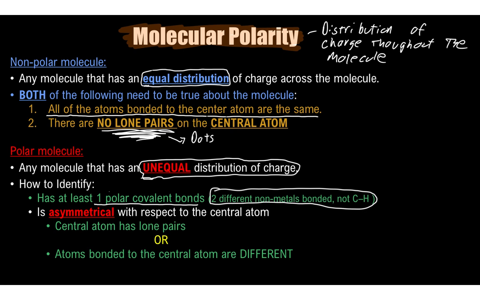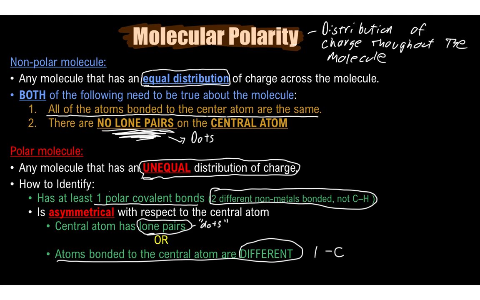And then we are looking for asymmetry, something that's not symmetrical. The easier way of seeing that, especially if you're just using a two-dimensional drawing, is that the center atom has lone pairs or dots in the Lewis structure, or the atoms bonded to the center atom are different from each other. So if you have a carbon atom bonded to three hydrogens and a chlorine, this is an example of the atoms bonded to the center atom being different, and that would make it polar.